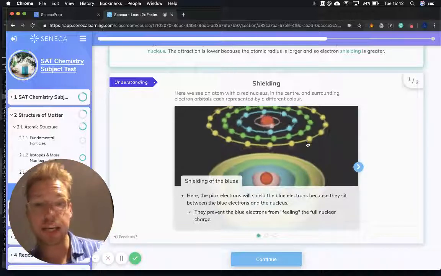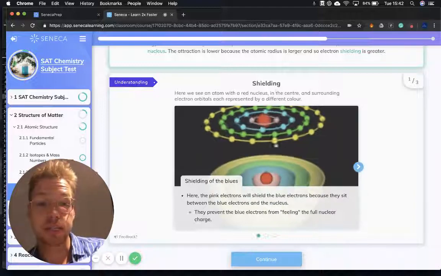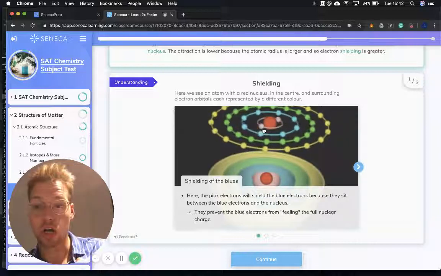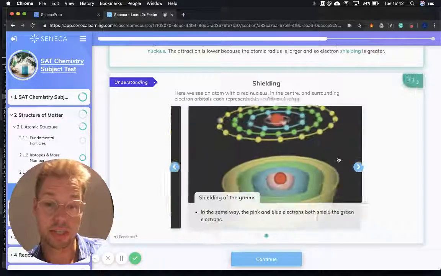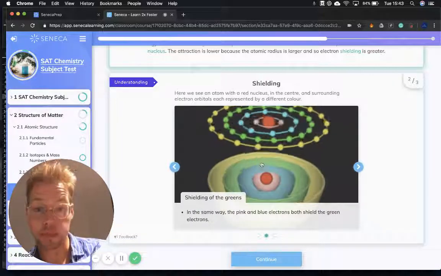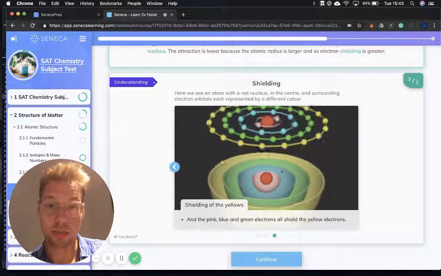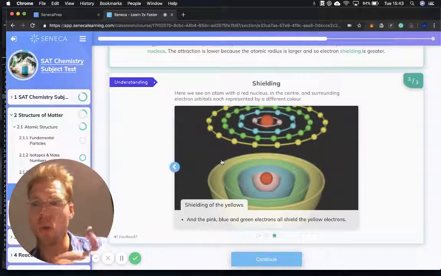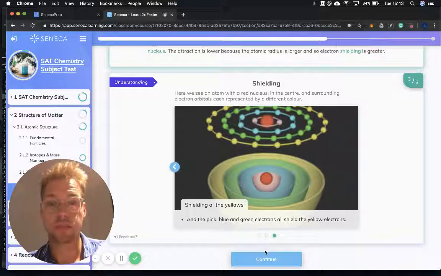Let's just consolidate electron shielding. Remember, as we add electrons to a new shell, the inner shells are going to shield the positive charge coming from the nucleus. That's what electron shielding is, okay? So as we add more and more shells, there's more and more shielding from the inner shells. So the outermost electrons are going to be shielded by all the inner shells. The more shells of electrons you have, the more shielding there is.